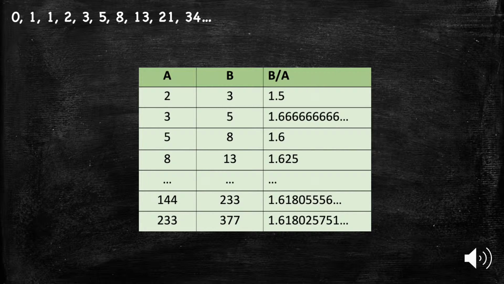Let's review. If you take two consecutive numbers and divide the larger one by the smaller one, you get a number that is approaching the golden ratio. For example, when we divide 3 by 2, we get 1.5. The farther up the Fibonacci sequence you go, the closer you get to the golden ratio. So we have 377 divided by 233, and we get 1.618025751, and so on. This is very close to the golden ratio, which is about 1.618, and so on and so on.